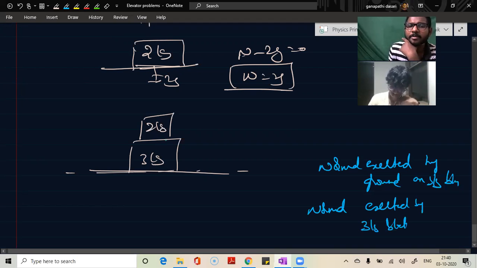You got it? There will be a contact force here also, na? Because there is a contact here. Yes, sir. There is another contact here. So this N1 I took, this N2 I took. You tell me what is the relation between N1 and N2?